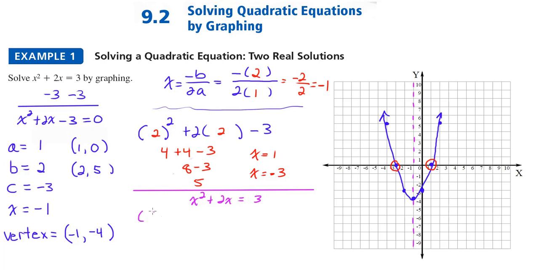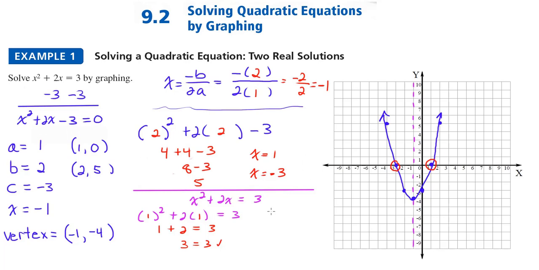So we have here x squared plus 2x equals 3. And first let's go ahead and plug in 1. So we have 1 squared is 1, and 2 times 1 is 2. And 1 plus 2 equals 3. So we end up with 3 equals 3.